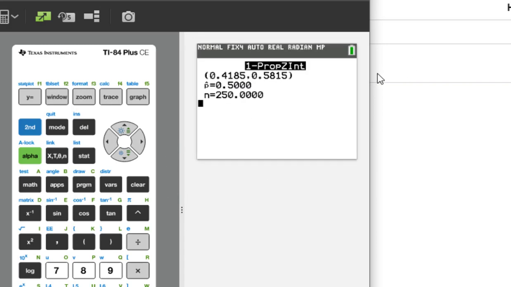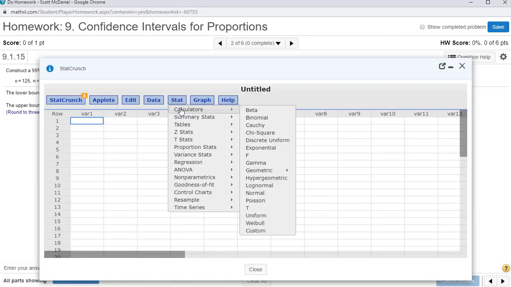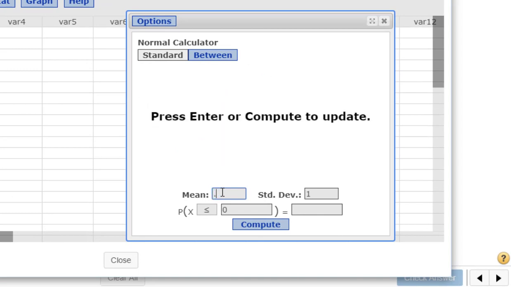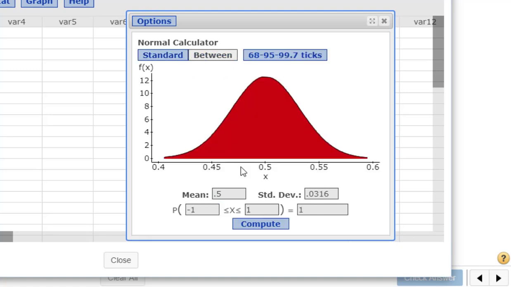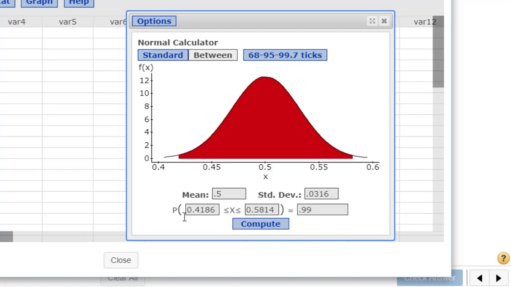Let me show you how to do this on StatCrunch. A familiar way that we've been using is the normal calculator. We can go to Calculators, come down to Normal, and put our stuff in. We've already computed the mean, 0.5, and standard deviation, 0.0316. We want this between, so let me click the between button, and we want the area between to be 0.99. That's the 99%. Press compute. And there are the values right there. That's kind of nice, isn't it?